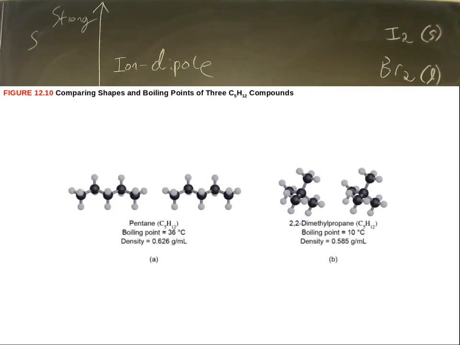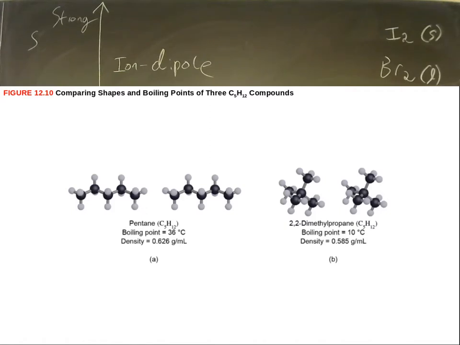And then lastly, we have shape. So here we have two different molecules of pentane. The one on the left has all of the carbons arranged in a straight chain, and it has a boiling point of 36 degrees Celsius. The one on the right has like one carbon in the center and then the four carbons arranged around it.